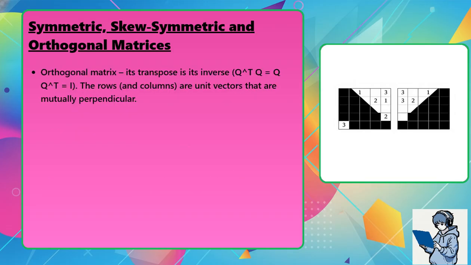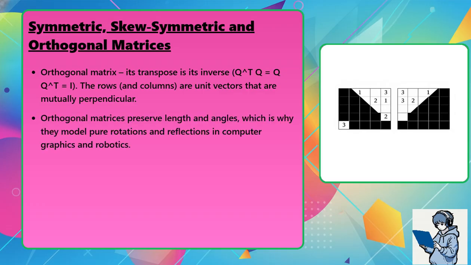Orthogonal matrix: its transpose is its inverse. Q transpose Q equals Q Q transpose equals identity. The rows and columns are unit vectors that are mutually perpendicular. Orthogonal matrices preserve length and angles, which is why they model pure rotations and reflections in computer graphics and robotics.